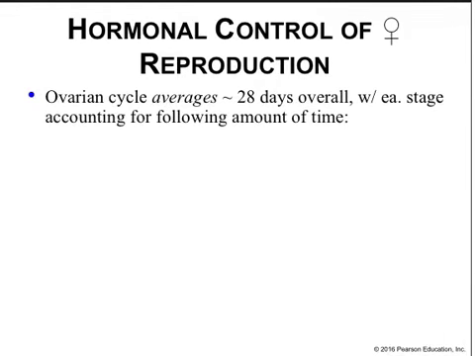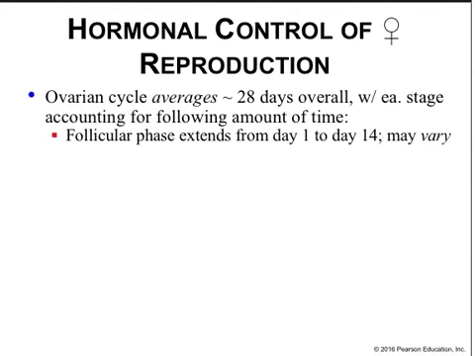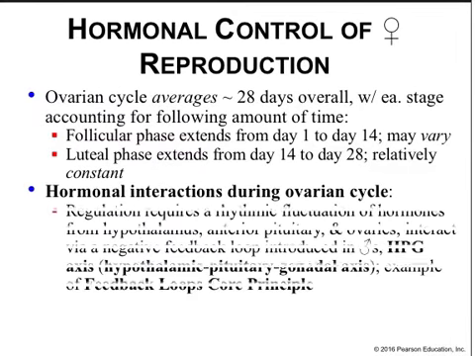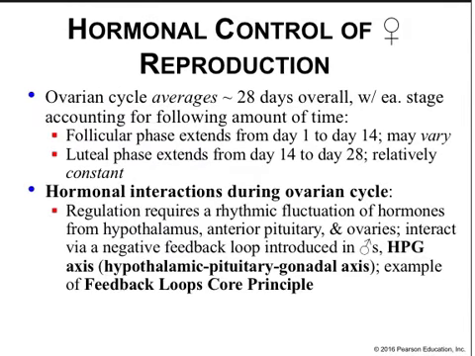and environmental. The ovarian cycle averages 28 days, with each stage accounting for the following amount of time. The follicular phase runs from day 1 to 14, but this length may vary. The luteal phase runs from day 14 to 28 and is relatively constant. During the ovarian cycle, the regulation of these events requires rhythmic fluctuations of hormones from the hypothalamus, anterior pituitary, and ovaries that interact through a negative feedback loop.